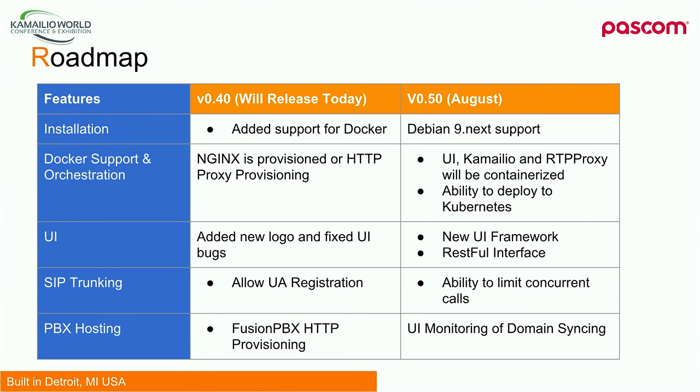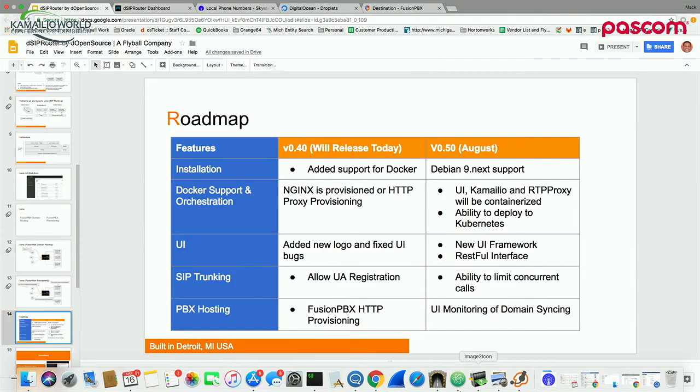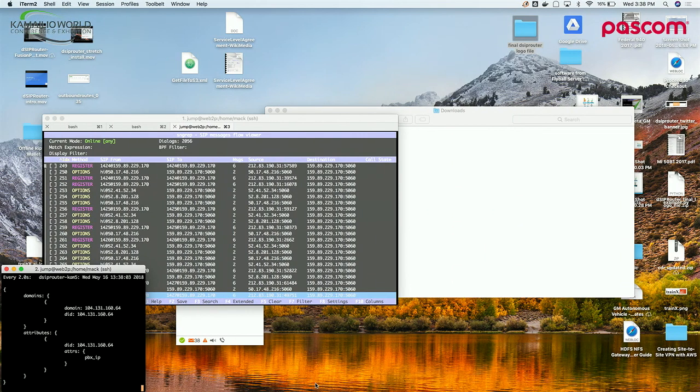Right now, when you do a domain sync, you don't see that it's actually syncing the domains. You have to drop into a command line, and what I'm doing here is running camcmd domain dump. So when I add domains to FusionPBX, you see them pop up there.